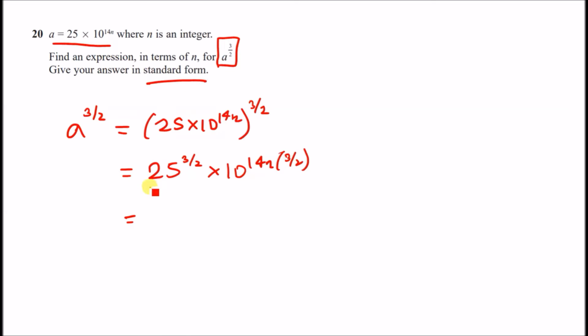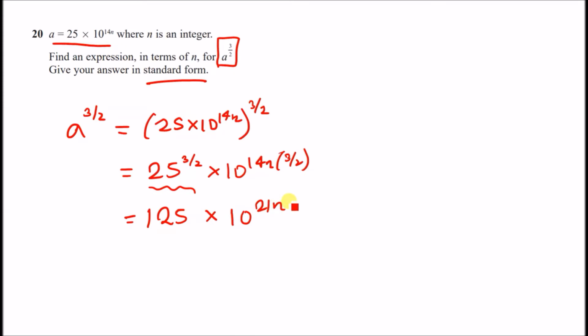So for the first bit, this is dead easy. Just smash it in your calculator, you should get 125 times. Now for this part, you just multiply head on. So it's 14n times 3/2. Well, in your calculator, just write 14 times 3/2, and you're going to get 21, so 21n.